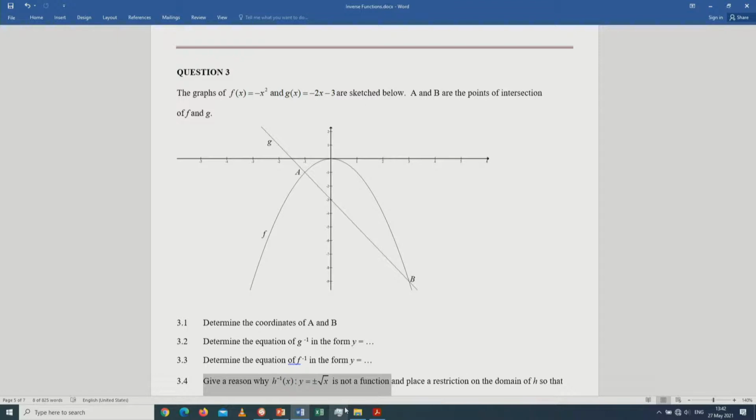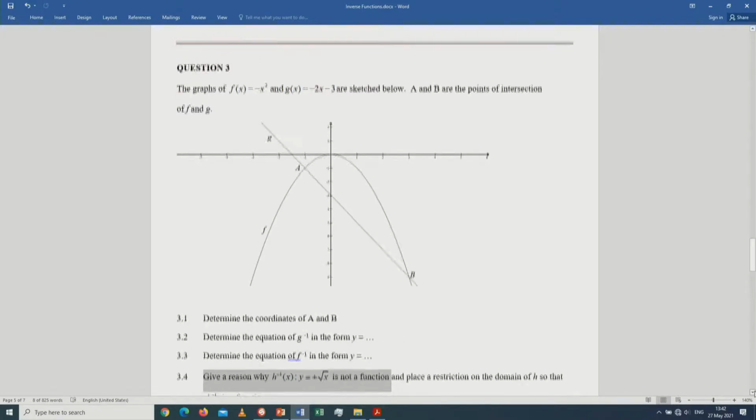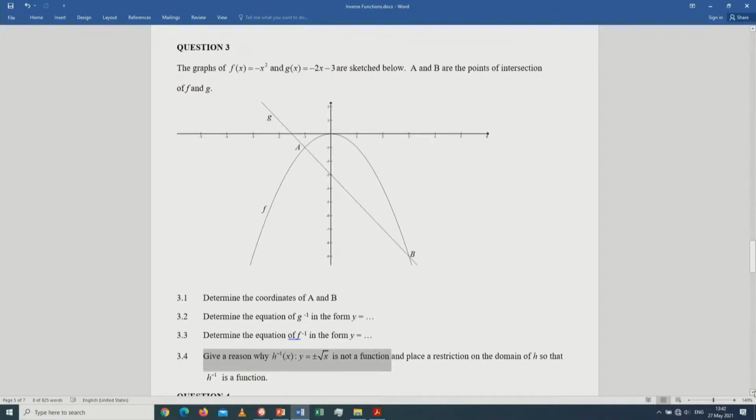Place a restriction on the domain of h, the function, so that the inverse should also be a function. We discussed it earlier, and we said x must be greater than or equal to 0, or x must be less than or equal to 0.